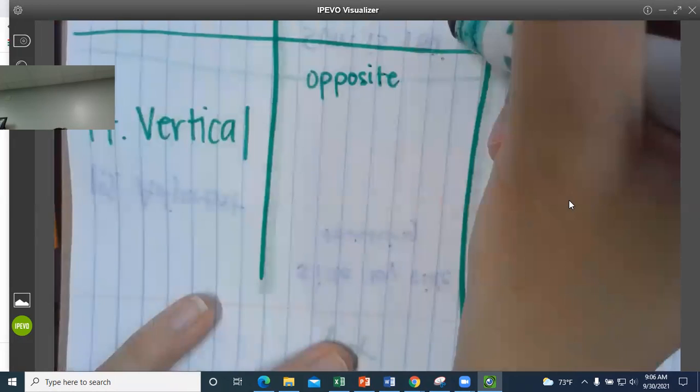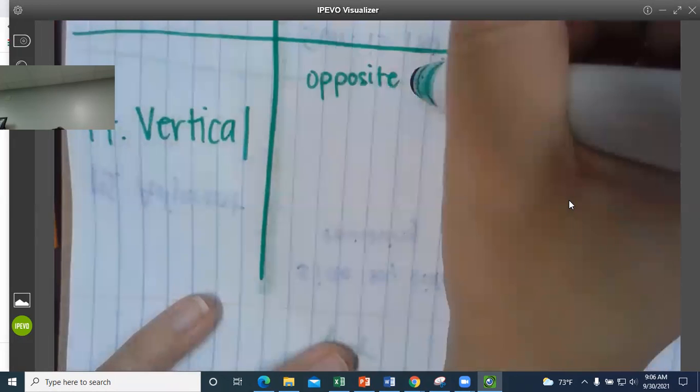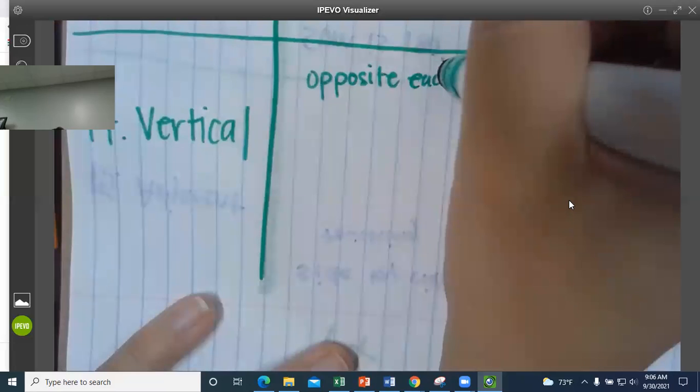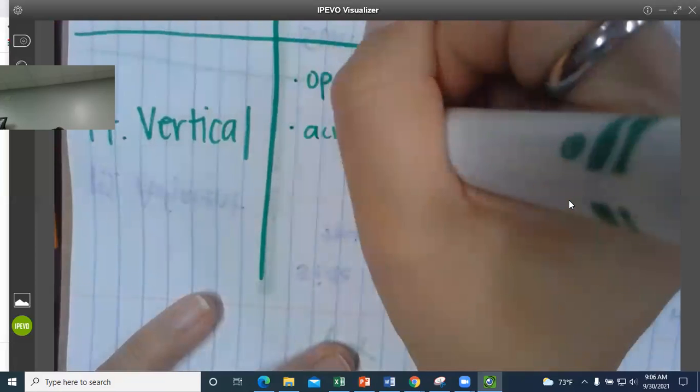Adjacent was side by side. The other ones were side by side. These are opposite each other. They're across from each other.